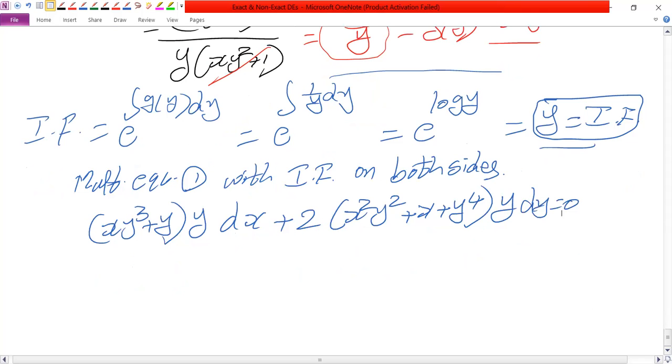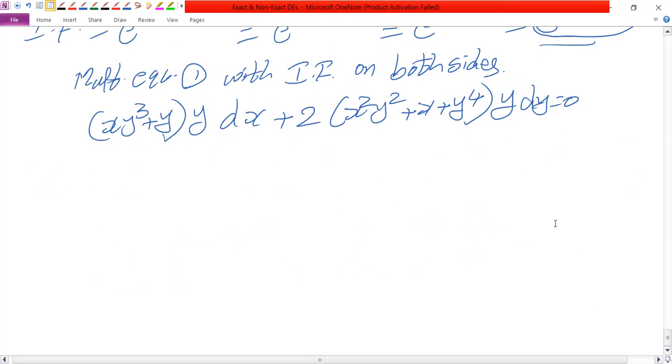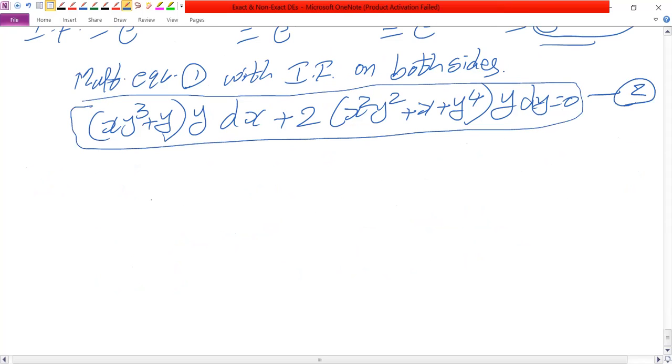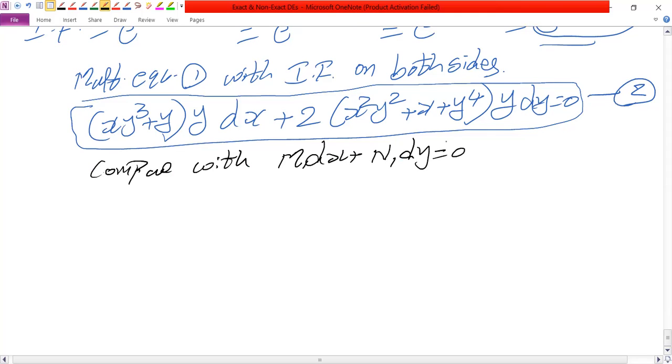So taking this as equation number 2. Anyhow we have to multiply it, but instead of wasting our time, I'm taking it like this. Compare with M1 dx plus N1 dy equals 0.